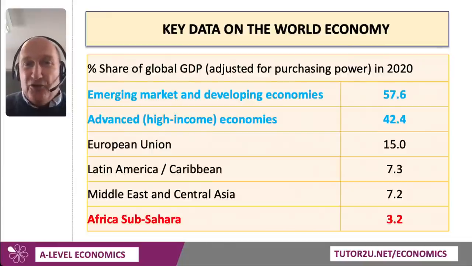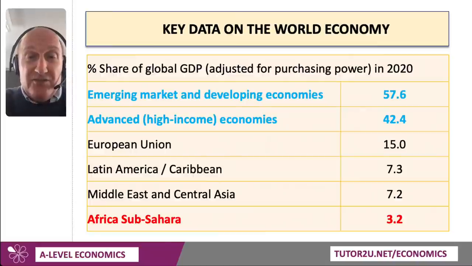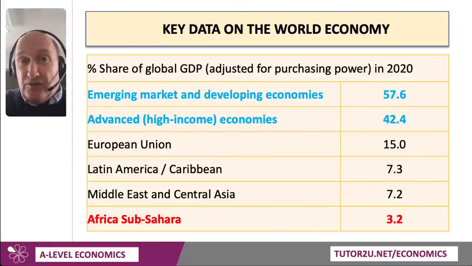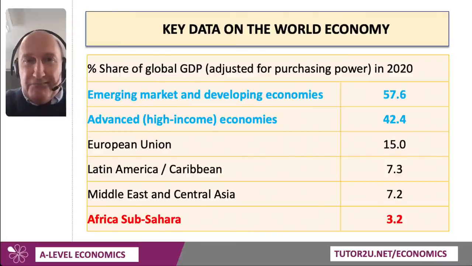And then on the next slide, we go one level down. Let's break that down still further. The European Union, of course, the UK no longer a member, has 15% of GDP. Latin America and the Caribbean countries, 7%. The whole of the Middle East and Central Asia, 7%. But look at Sub-Saharan Africa, only 3.2% of world GDP. Keep those stats in mind, because they give a sense of where the balance of power is, where the center of gravity is in the world economy.